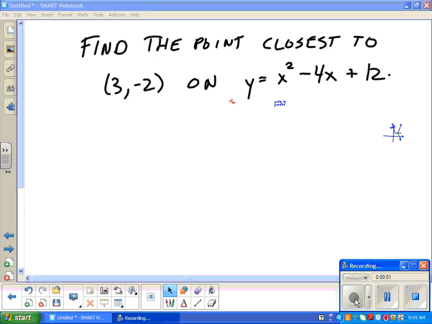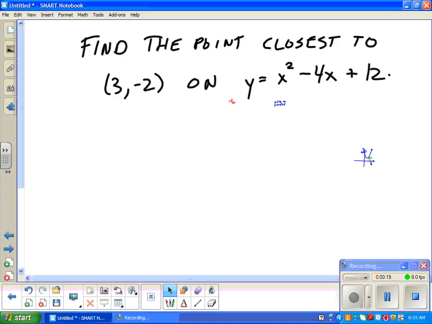Find the point closest to (3, -2) on y equals x squared minus 4x plus 12. From pre-calculus, you should automatically say, hey, I'm looking for the closest point on this parabola, the point on the parabola that's closest to this point. And two things. Quick sketch.